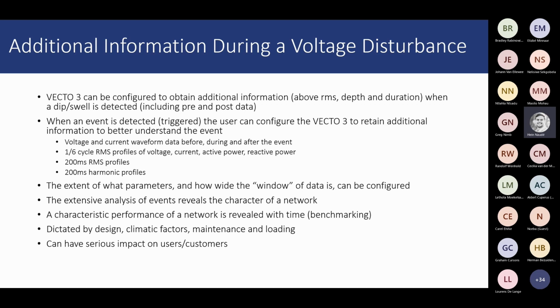A characteristic performance of a network is normally revealed over time. So you take into account design, climatic factors, maintenance, loading. All of this will impact the characteristic performance of your electric network. And normally, to get a benchmark of how your network looks in terms of performance, you need to look over a longer period of time. And obviously the events can have serious impact on users and customers. We'll also look into that.